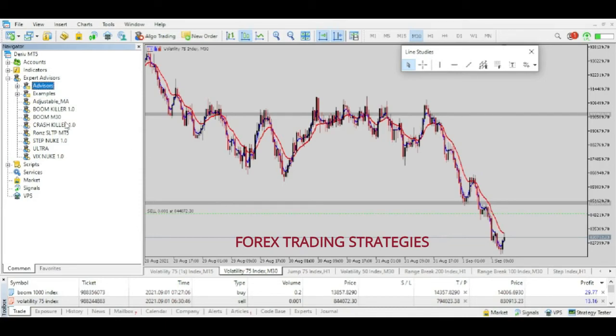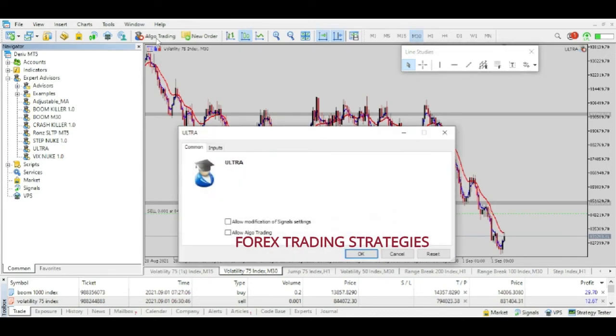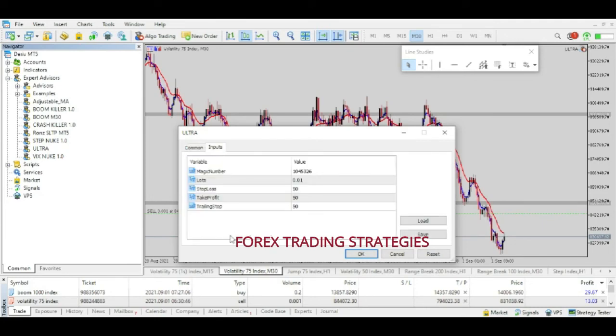Now we must look for our code, our robot. There it is. Ultra. So what are we going to do with Ultra now that there is another robot actually managing this trade? I'm not sure what to do, but will not run the robot. So this is our Ultra. You can basically allow algo trading.